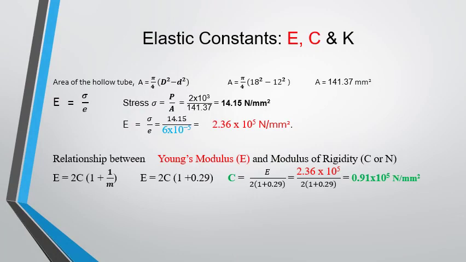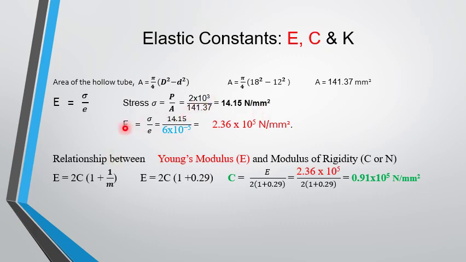Next, we find the elastic constants: Young's modulus, shear modulus, and bulk modulus. So Young's modulus is the same procedure as unit 2 of the first topic, simple stresses and strains. So E, Young's modulus, is equal to stress by strain. Stress equal to load by area. So area A is equal to, since it is a hollow tube, outer diameter and internal diameter, pi by 4 into capital D square minus small d square. So when we substitute the values, A is equal to 141.37 mm square. So stress is equal to load 2 into 10 to the power 3 divided by area 141.37, that is equal to 14.15 Newton by millimeter square.